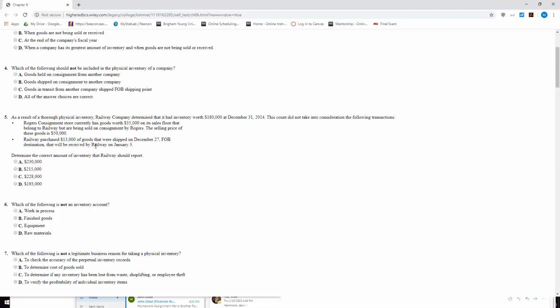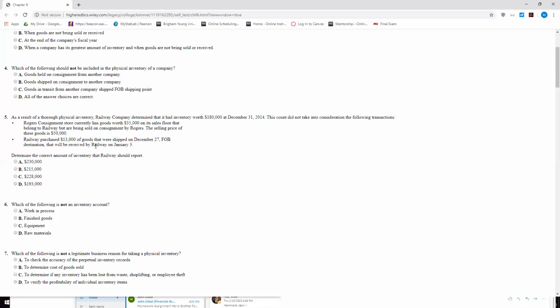So since this inventory is Railway's that we're talking about, Rogers has Railway's inventory. Railway sent them inventory and they haven't sold it, so it's on consignment. Right, so it should be part of our inventory. Because we didn't sell it to Railway, it's just sitting there on Rogers' sales floor. So we would add 35,000.